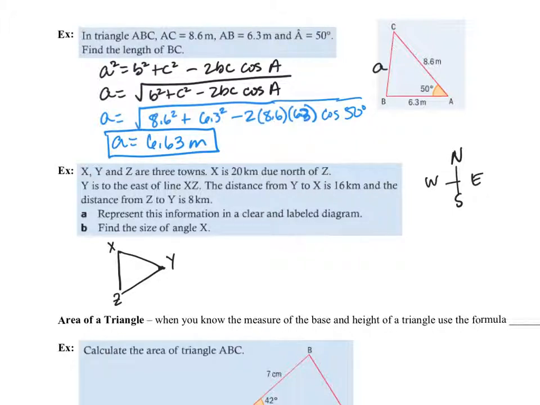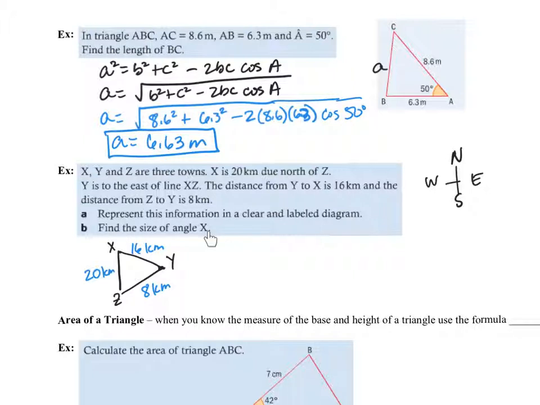Then we're told, and this may not be drawn to scale, but that's okay, that the distance from Y to X is 16 kilometers. So I'm going to put 16 kilometers right here. And the distance from Z to Y is 18 kilometers. Okay, so I think we have everything labeled. Oh, whoops, I missed one thing, and that was, remember that X was 20 kilometers north of Z. Okay, so we can see that we know all 3 sides, so this is a good time to use the law of cosines. We've got part A done, represent this information in a clear and labeled diagram.